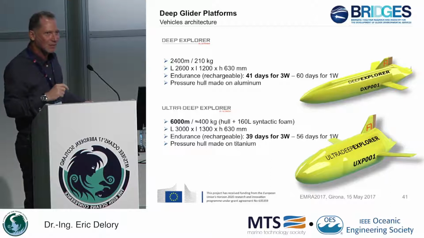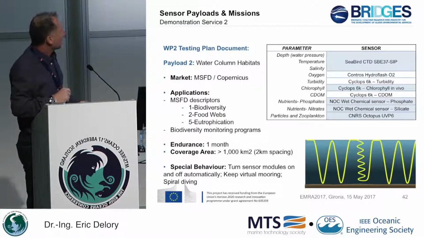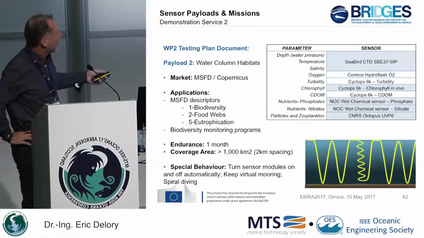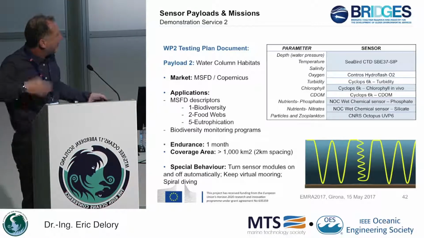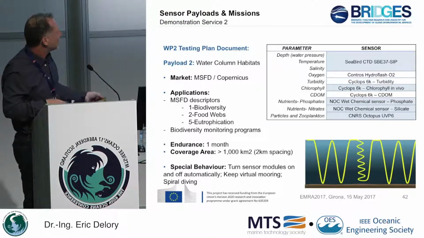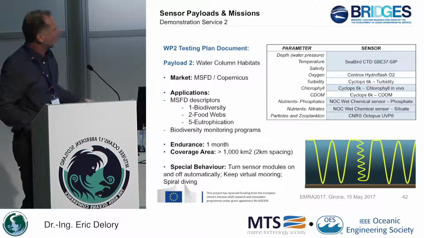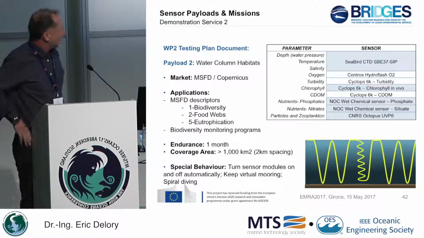Let's see how is the cost. And of course, different types of monitoring strategies are turning up, like this type of spiral monitoring, trying to increase the potential of all these systems. So here you can see the sensor payloads for a typical activity, which is water column habitats.